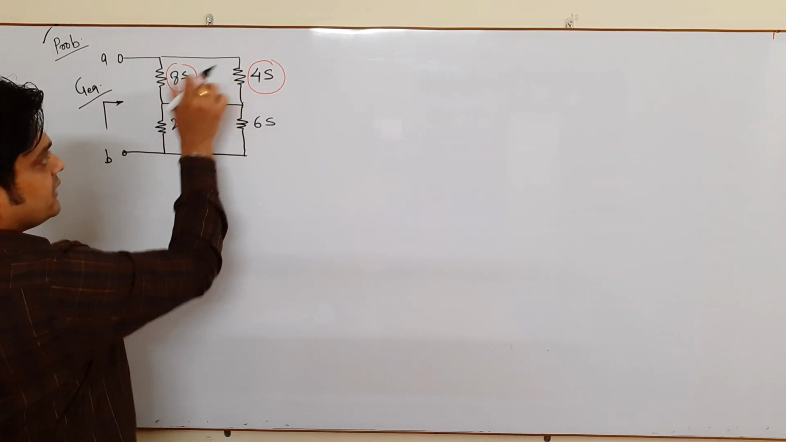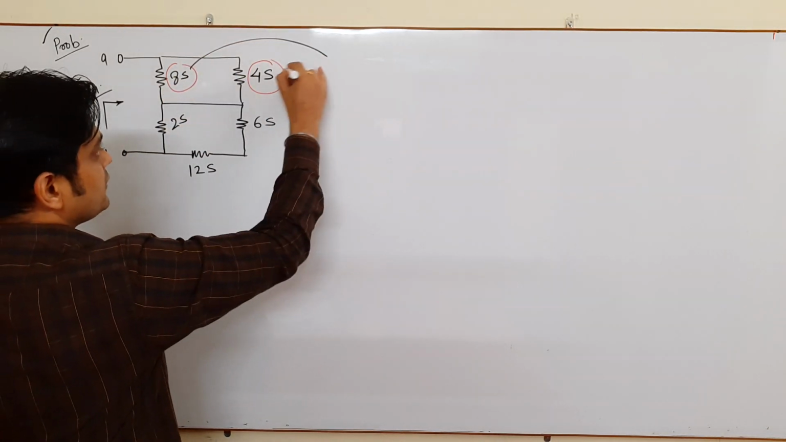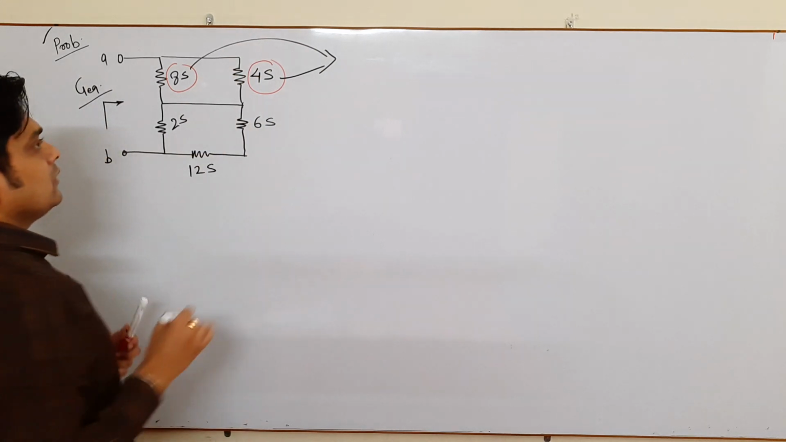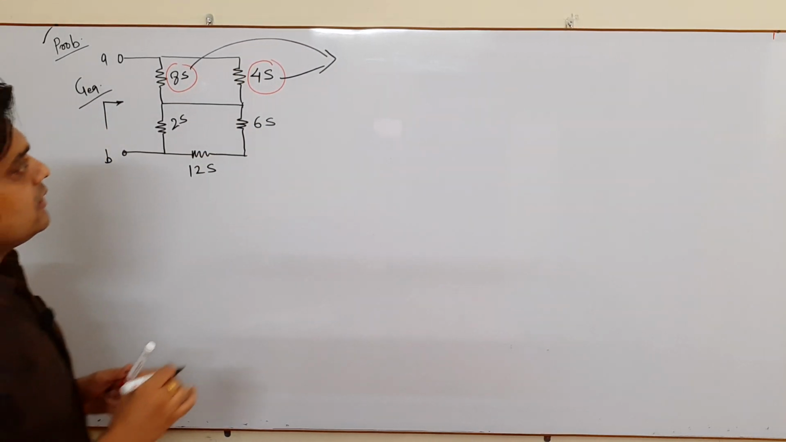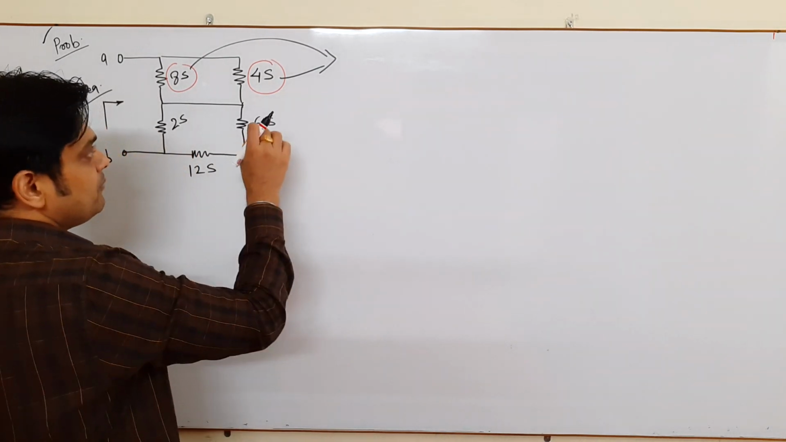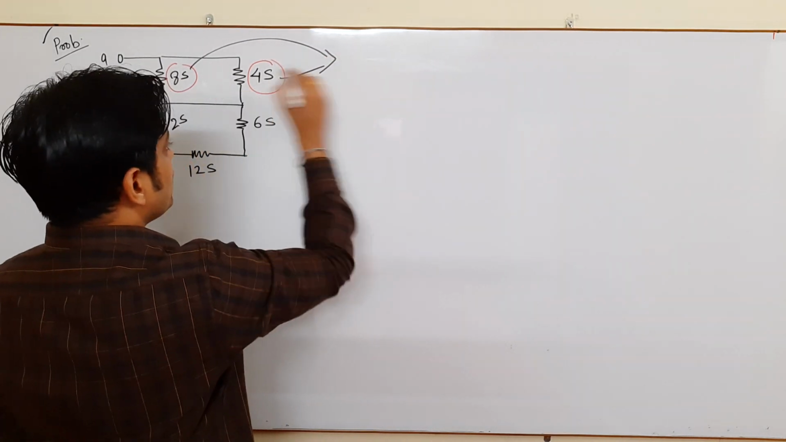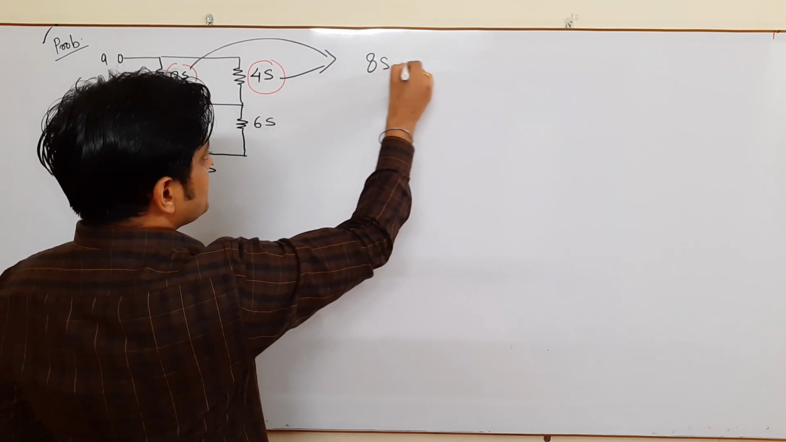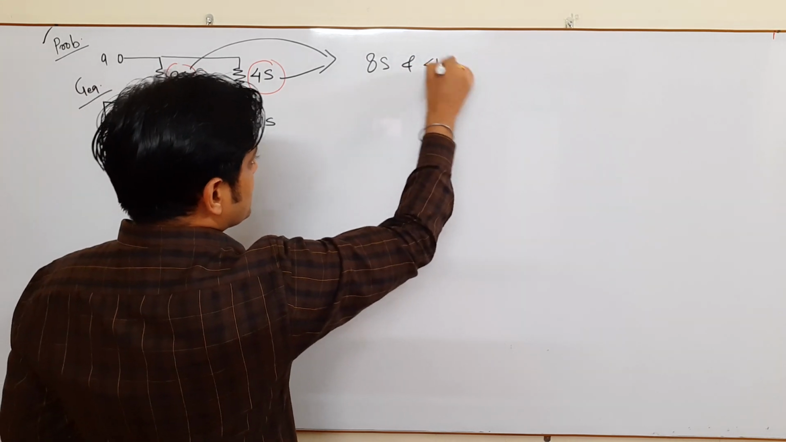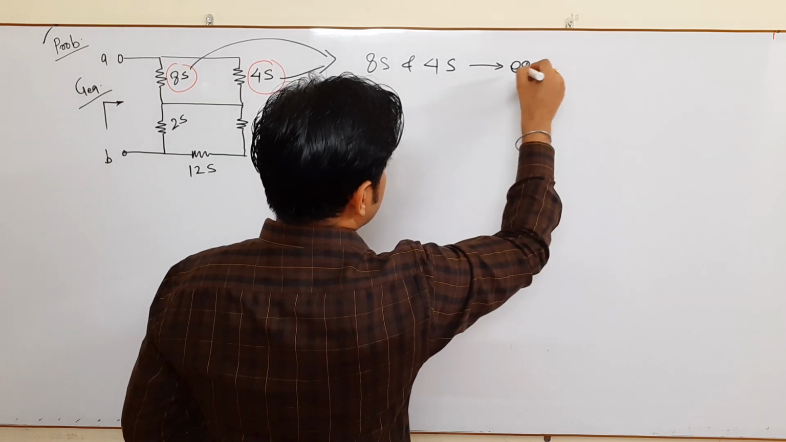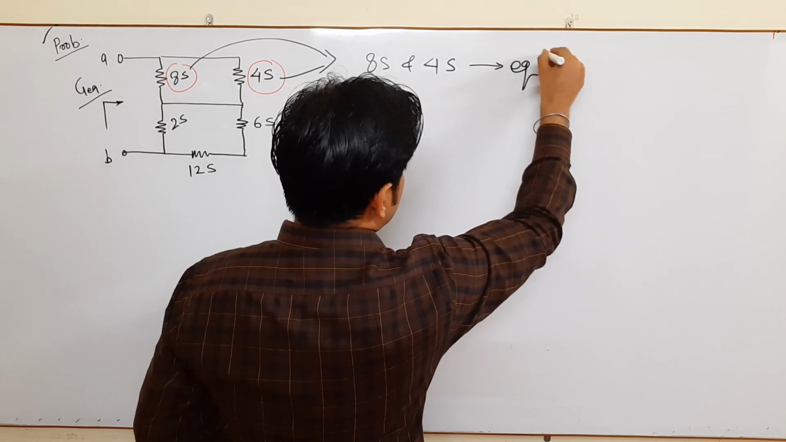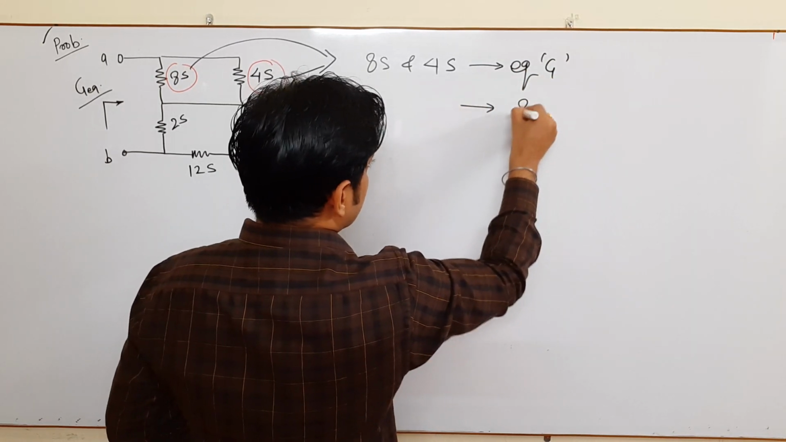So how do you solve this? I am going to solve this. Since these are connected in parallel, as I said earlier, you simply have to add. So for these 8 Siemens and 4 Siemens, since they are connected in parallel, how will you find the equivalent G? Simply add them.